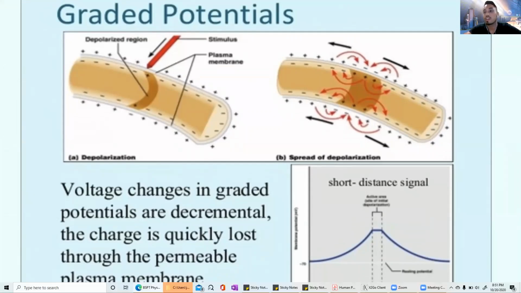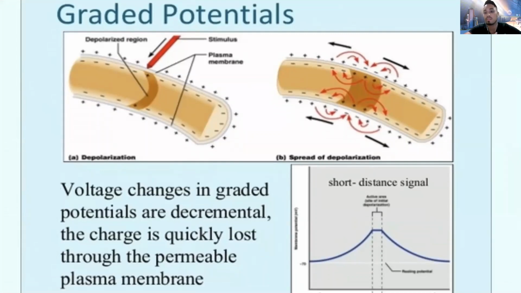Think about it like you're trying to swim through jello. It becomes tougher to make your way all the way across. Whereas the difference here would be an action potential. Once it's fired, it makes its way all the way across.